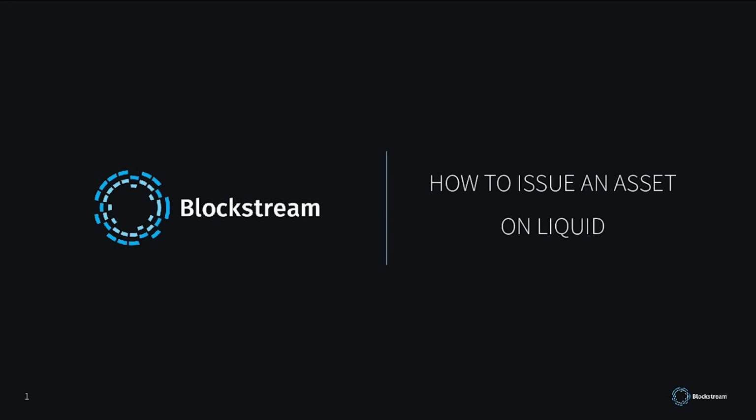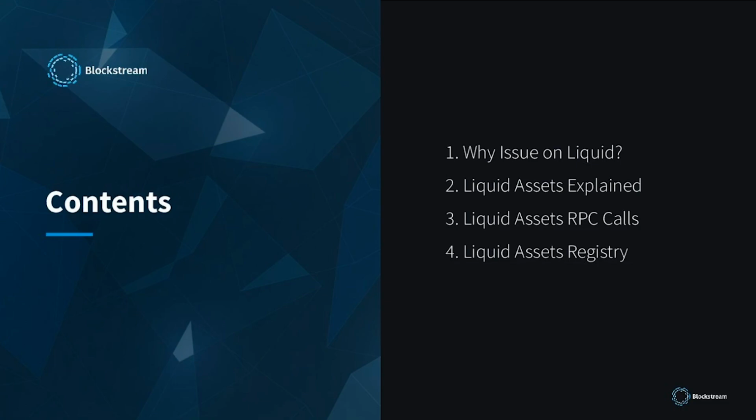So we're going to go through some basics on how Liquid works and how assets function in Liquid, considerations that you're going to want to have for issuing an asset, and actually walk you through the process of doing that. So first off, we're going to go through, why would you want to issue on Liquid? Why does it matter, putting on Liquid versus another blockchain? What are the advantages? And we're going to dive into the specifics of Liquid assets and how they're different. And then go into the RPC calls, getting into the low-level details, and then talk about a new feature that we just released that is the Liquid Assets Registry.